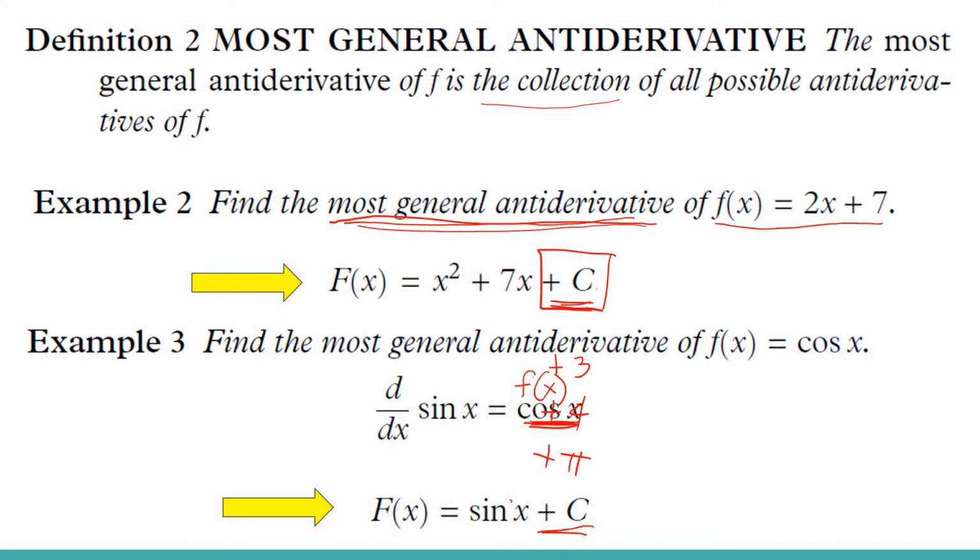If you can observe, antiderivative is just the reverse of the derivative. If this is a big F of x, this cosine here is the f of x. And if we find the antiderivative of this f of x, it would turn back to the big F of x, which is this one.